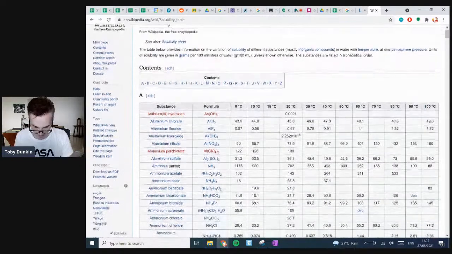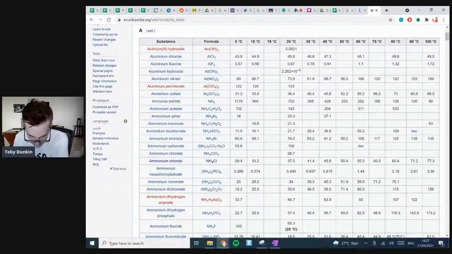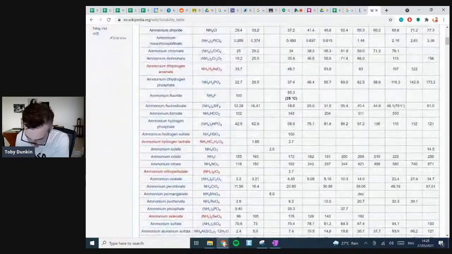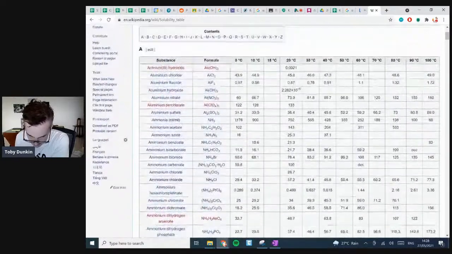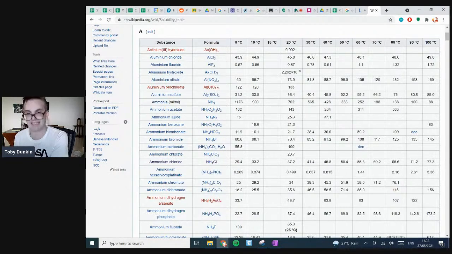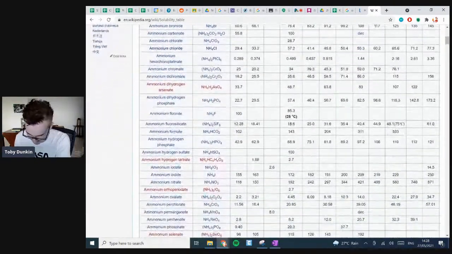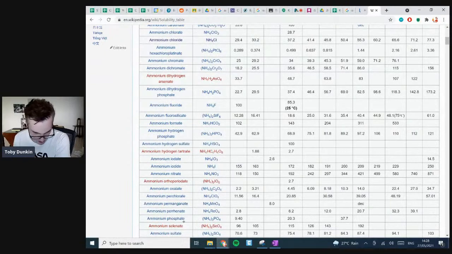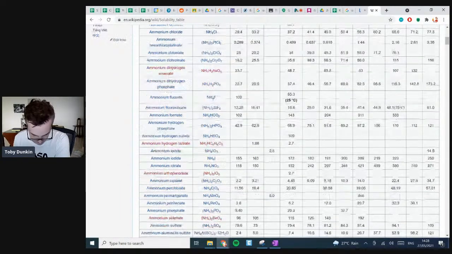Ammonium. Oh, I think I found the answer. Solubility. Look how long the list is. Loads of them. So the question is, is there any without a value? They've got all the values for 20 degrees. Ammonium starts here. Ammonium acetate is quite low. Ammonium azide, that's low. Ammonium chlorate, that's quite low. Ammonium hexachloroplatinate. Do you see why I don't know them? They want massive numbers. Hydrogen tartrate, that's really low.